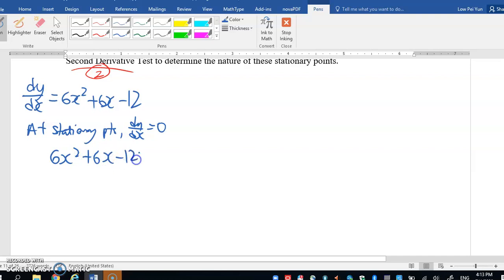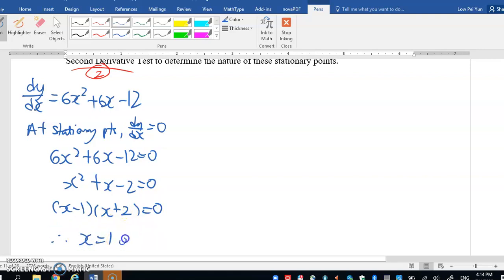I wrote 6, 6 and 12, so I can divide everything by 6 to give us x squared plus x minus 2 equals 0. Factorizing, I am going to use the number 1 and the number 2. To get positive, my bigger number must be positive, smaller number must be negative, and therefore my x equals 1 or negative 2.